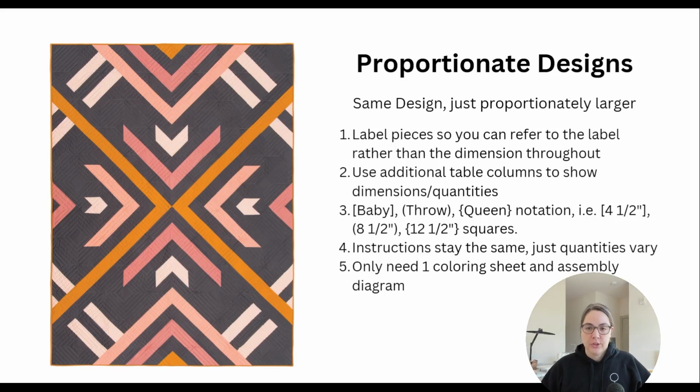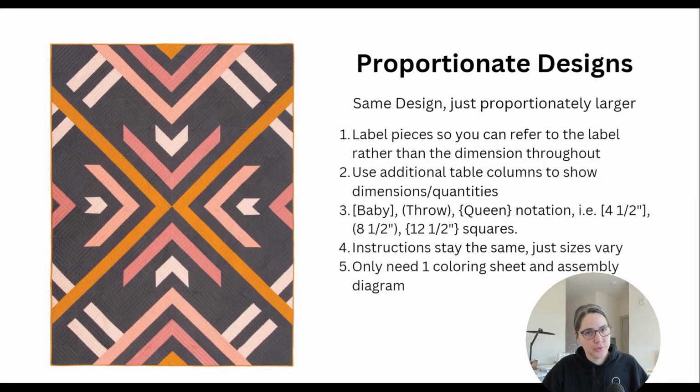Again, you're going to want to use additional columns to show dimensions and quantities, both in your cutting instructions and fabric requirements, but also in any assembly tables. You can use that same different bracketed notation to show different dimensions here rather than quantities, right? Because all the quantities are going to be the same now. It's just the dimensions of the pieces that are changing. But again, using the square brackets, the parentheses, the brace brackets, all of that good stuff, you can totally still do that here. You're just going to be showing different sizes. Again, all of your instructions are going to stay the same here. It's just the sizes that vary rather than quantities like before.